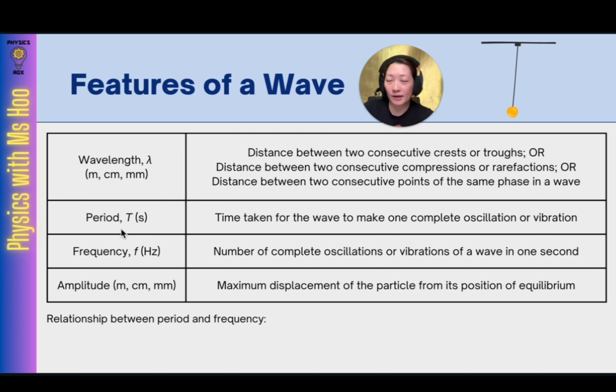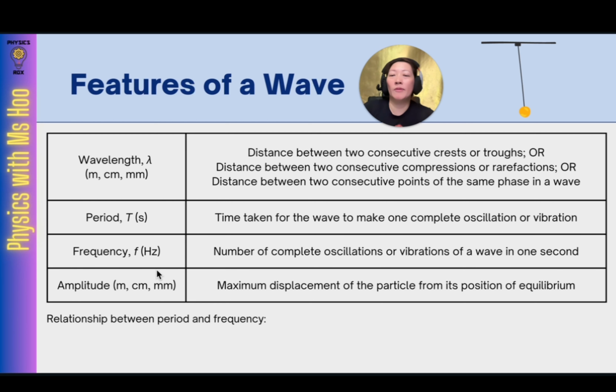Next, period. It's normally represented with a capital T, and the unit we normally measure it in is seconds. Period is the time taken for the wave to make one complete oscillation or vibration. The term period in physics always refers to the time to make one. So for example, the period of oscillation of a pendulum means the time taken for a pendulum to make one complete oscillation.